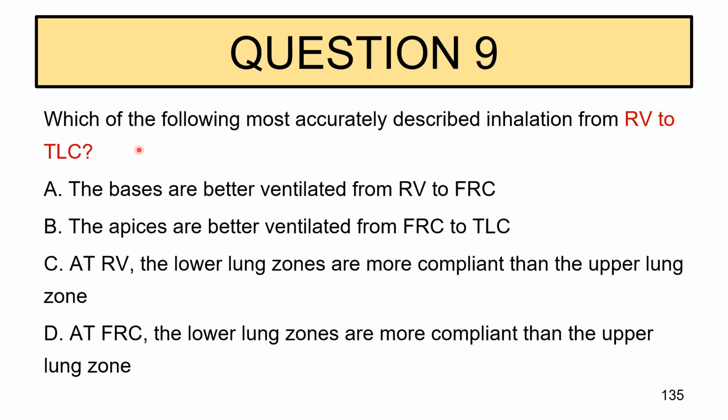So we go back to this interactive question. Which of the following most accurately describes inhalation from FRC to TLC? The bases are better ventilated when we inhale from RV to FRC. That's false because it is the apices. The apices are better ventilated from FRC to TLC. That's again wrong because we know it is the bases. At RV, the lower lung zones are more compliant than the upper lung zones. That's false, the upper lung zones are more compliant at RV. At FRC, the lower lung zones are more compliant than the upper lung zones, and that's the correct answer.